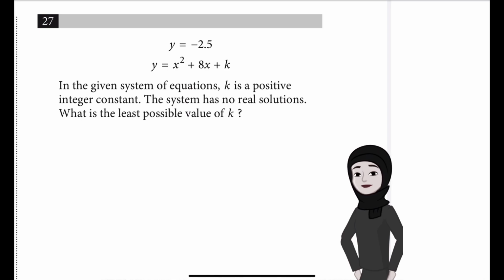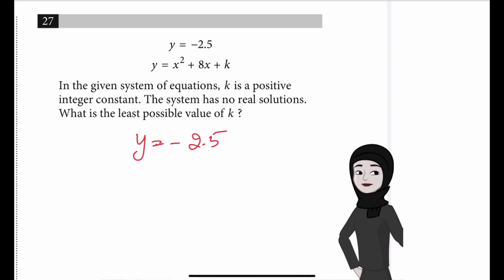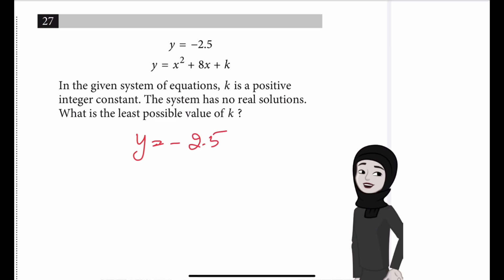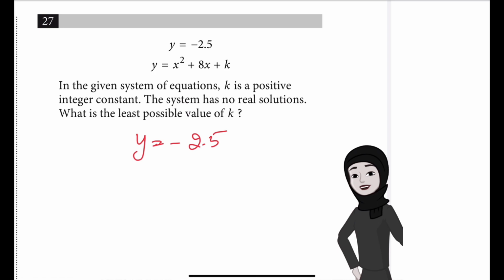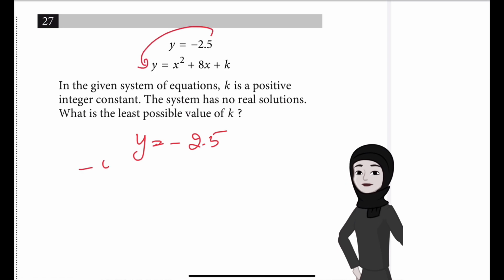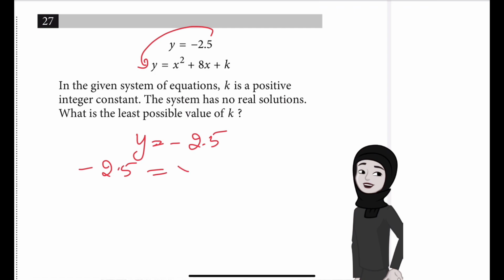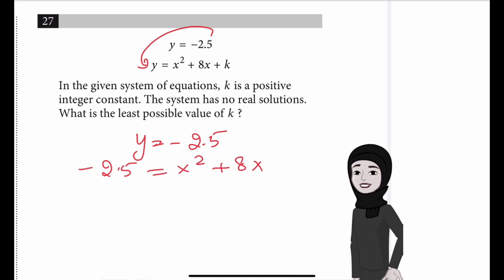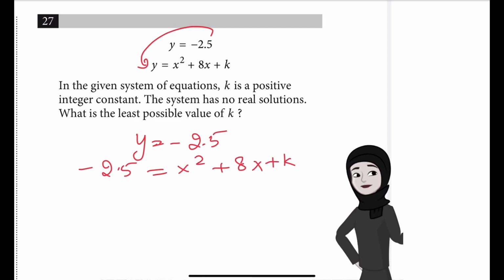It's given by the first equation of the system of equations that y is equal to negative 2.5. We can now substitute this negative 2.5 for y in the second equation. That will yield negative 2.5 is equal to x squared plus 8x plus k. Now we can add 2.5 to both sides of this equation.